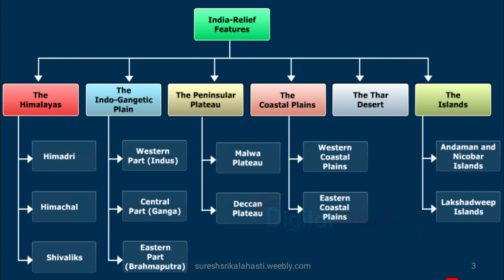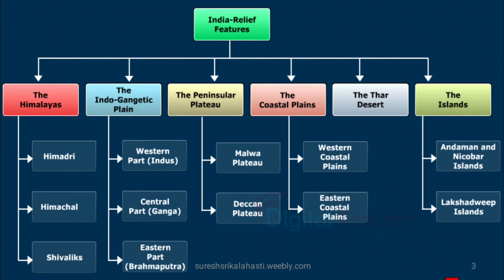The Himalayan mountains can be divided into 3 parallel ranges. Those are Himadri, Himachal, and Shivaliks. The Indo-Gangetic plains can be divided into 3 parts: western part, eastern part, and central part. The peninsular plateau can be divided into the Malwa Plateau, the Deccan Plateau, and also the Chota Nagpur Plateau. The coastal plains can be divided into 2 categories: west coastal plains and east coastal plains. The Thar Desert is the only desert located in India.